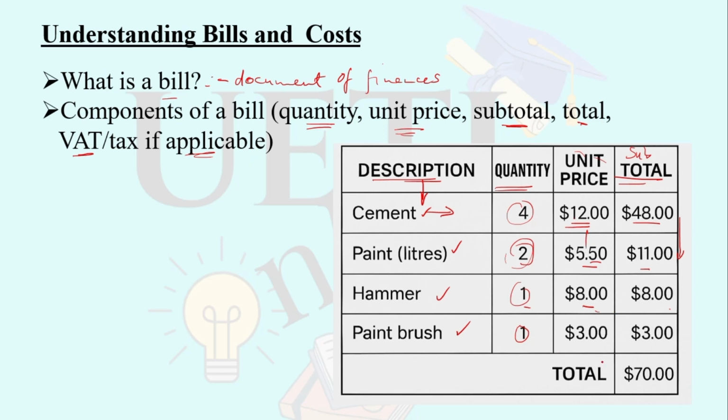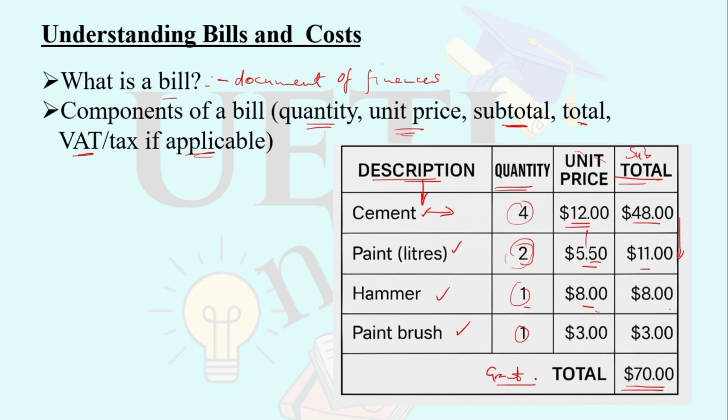Then here we have what we call the grand total. This is the total of all of these things. You just add them up. In this case we got $70 as our grand total. So this is what a bill looks like: description, quantity, unit price, subtotal, then the grand total.